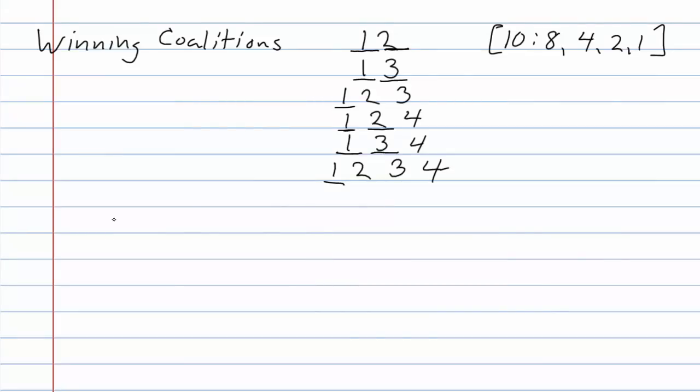The next step is to calculate these numbers that we call B sub I. So we need to calculate B1, B2, B3, and B4. All these numbers are is how many times that player is critical. So B1 is how many times player 1 is critical, or in other words, how many times player 1 is underlined. If we look through these 6 coalitions, which are our only winning coalitions, we just count how many times 1 has been underlined. So we have 1, 2, 3, 4, 5, 6. So B1, the number of times that player 1 is critical, is 6.